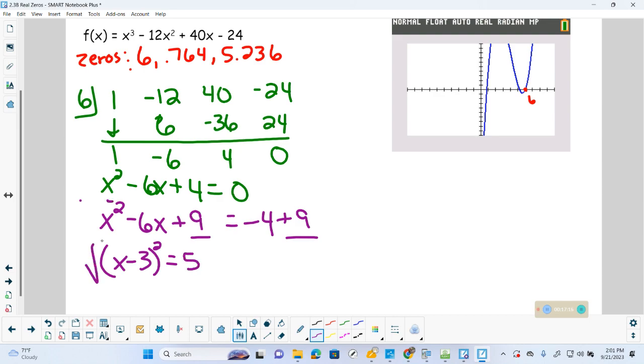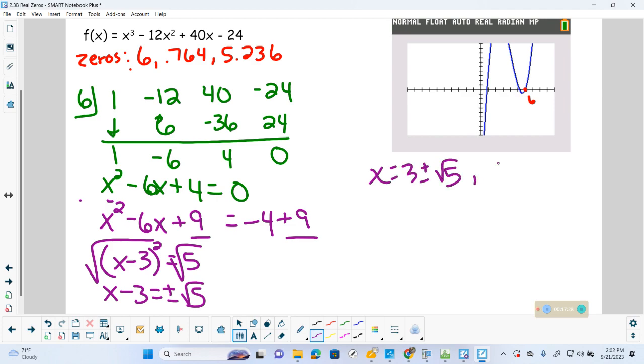Let's get rid of the squaring. Let's remember our plus and minus. And I'm going to add 3. So there are my other 2 answers, and I'm just going to list 6 here and circle that. So there are my 3 exact answers. And hopefully if you wrote small, you still have some room left, because it also wants the complete factorization.